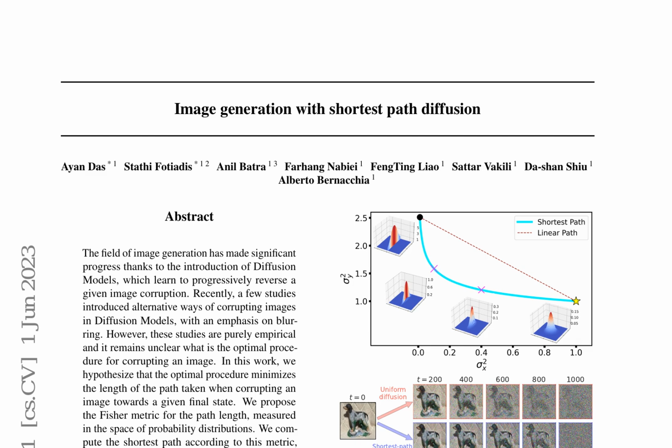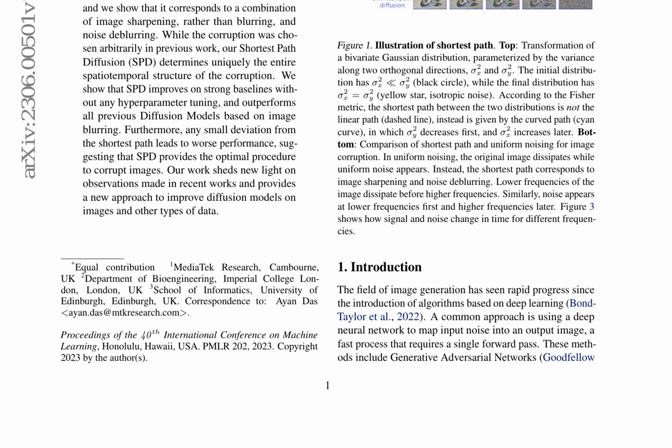This work hypothesizes that the optimal corruption procedure minimizes the length of the path taken when corrupting an image towards a given final state. The Fisher metric is proposed for measuring the path length in the space of probability distributions. By computing the shortest path according to this metric, it is shown that it corresponds to a combination of image sharpening and noise deblurring, rather than blurring.